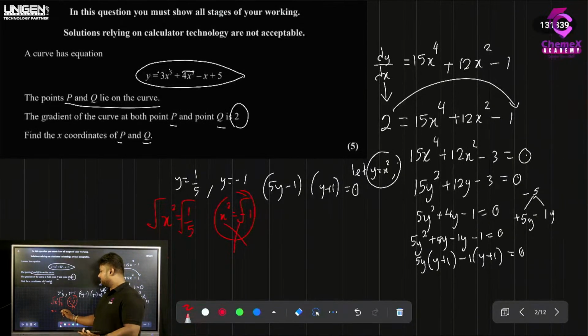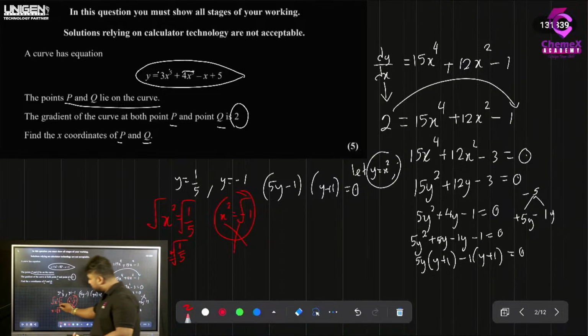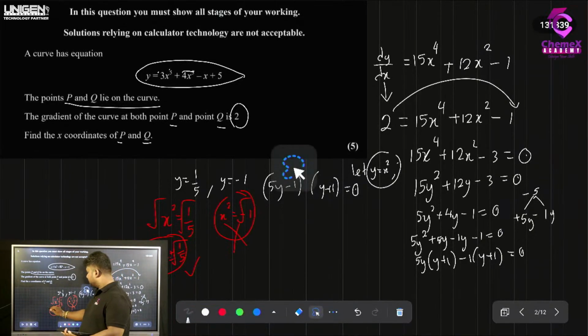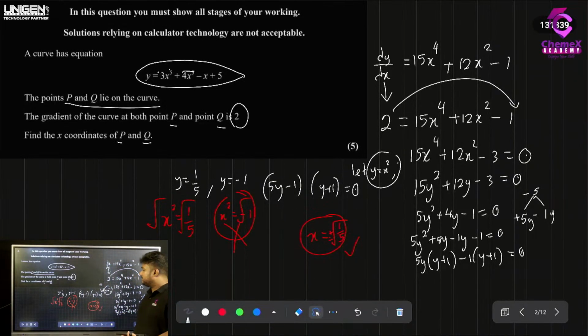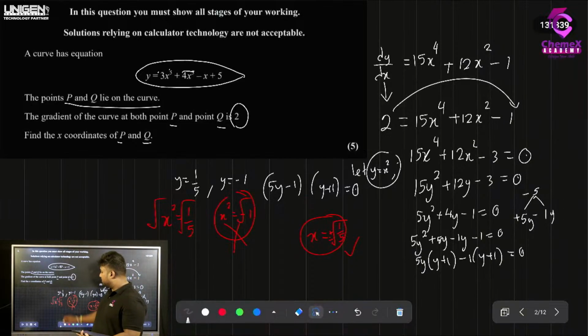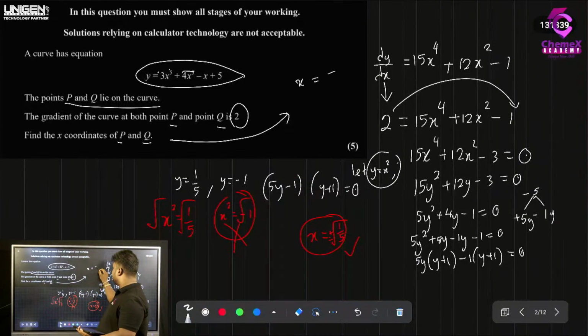What do you get here then? Root 1 over 5. And you get two answers. Why? When you root it, what do you get? Two answers. So plus minus root 1 over 5. Did you understand or not? So P and Q can be those two. Any questions? So it's plus minus root 1 over 5. Why? Because I just rooted 1 over 5. You get both answers now, plus or minus. So the x-coordinates of P and Q can be plus or minus root 1 over 5. Got it or not?